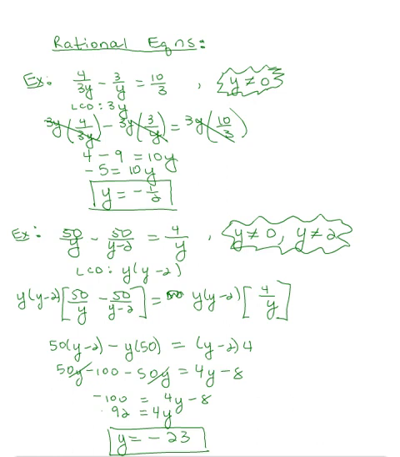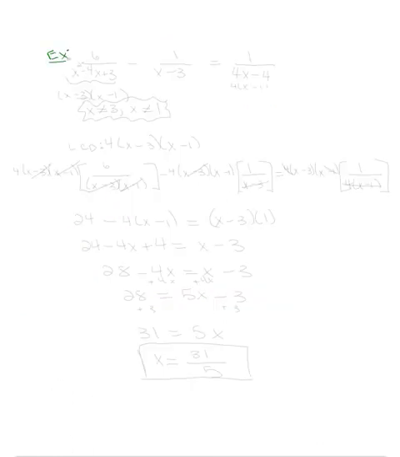Now for a much longer example, we'll do 6 over x squared minus 4x plus 3 minus 1 over x minus 3 equals 1 over 4x minus 4. First thing we want to consider is the domain. So to find that, we want to know where the denominator would be 0. Let's factor. We want two numbers with a product of 3 and a sum of negative 4. That would be a negative 3 and a negative 1.